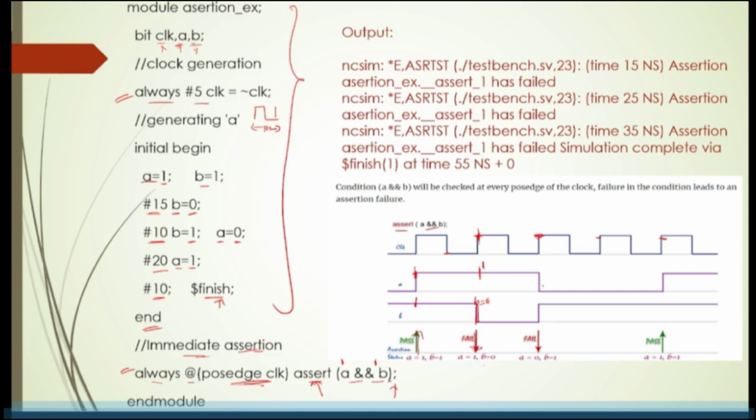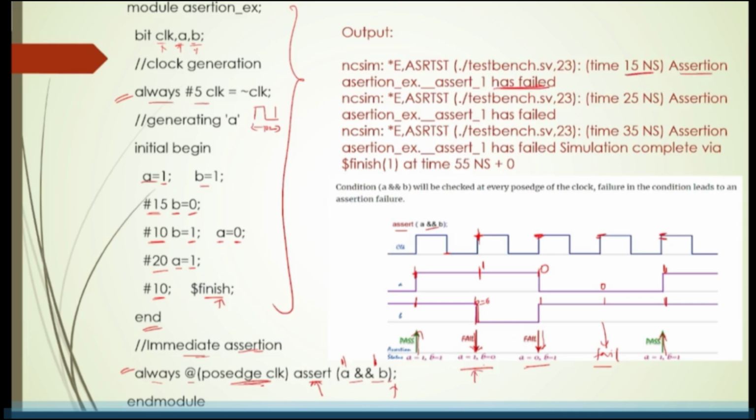At the next positive edge of clock, A is 0 but B is 1, so the assertion has failed because the assertion needs both A and B to be 1. Again at the next positive edge of clock, 0 1, so the assertion has failed again. Now at this point where A is 1 and B is 1, the assertion has passed. So you have to check in these three clock cycles, because in these three clock cycles the assertion has failed.